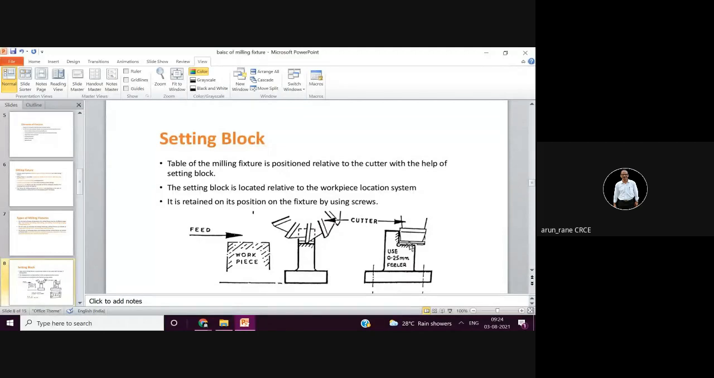So what we do, we mount the setting block on the table, and then we place the cutter. Now when you are touching the cutter to the setting block, you have to be very careful, because if you touch it very rapidly, then the cutter will get damaged. So you have to use a filler gauge, or a piece of paper, on the side and at the bottom. You have to keep moving the paper such that the paper just gets trapped between the cutter and the setting block. It means this cutter has touched the setting block, and the same thing for the side also.